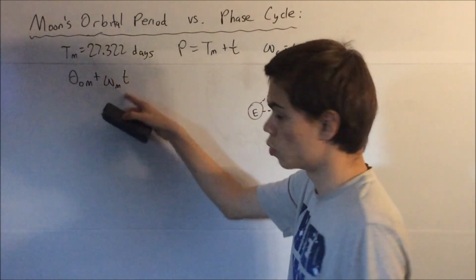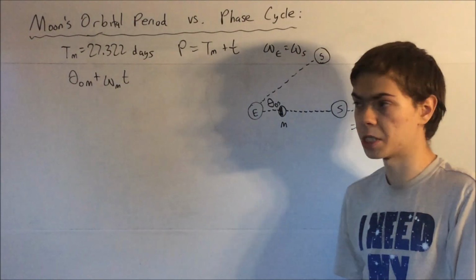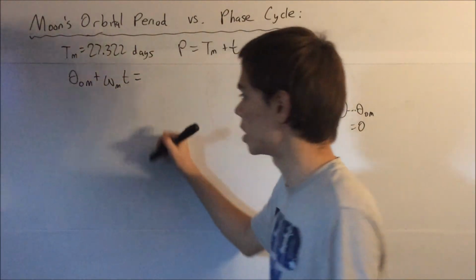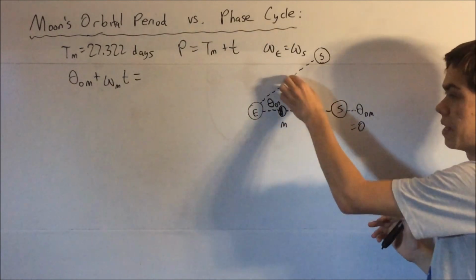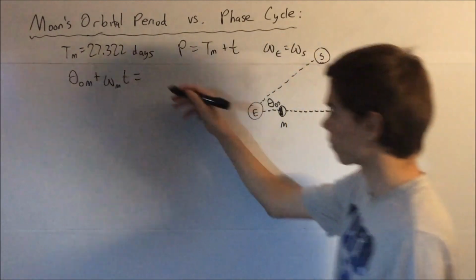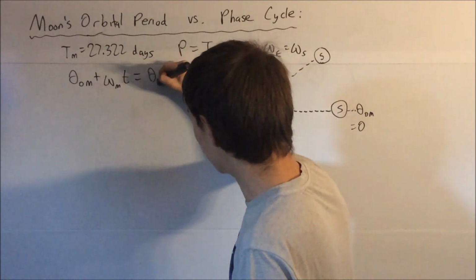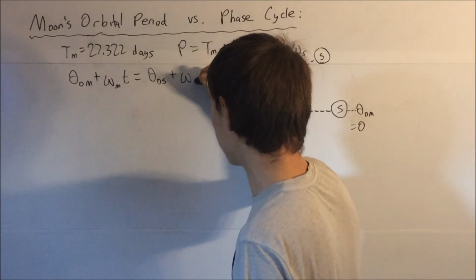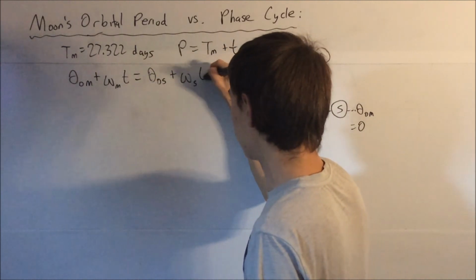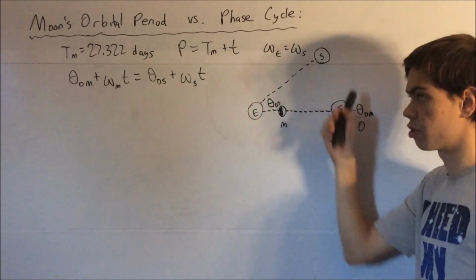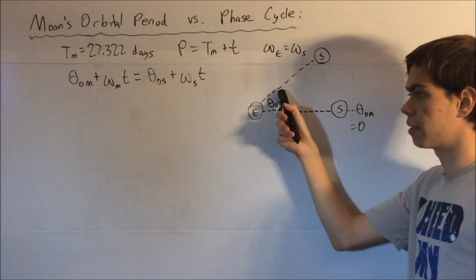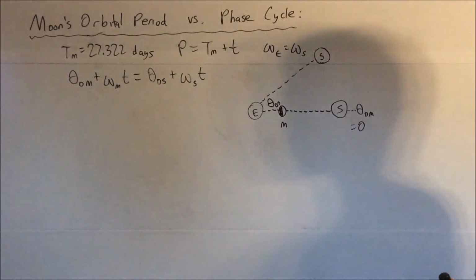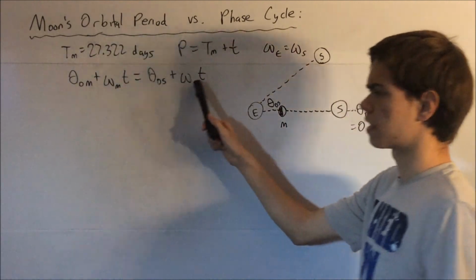The angular distance that the moon is traveling to reach a final angular position. I'm going to set the final angular position of the moon equal to the final angular position of the sun, so that they will be in alignment with each other and the Earth. That equals the initial angular position of the sun plus the angular speed of the sun times the time period, this extra time period to get in alignment. And so I'm going to find a way to solve for this time.